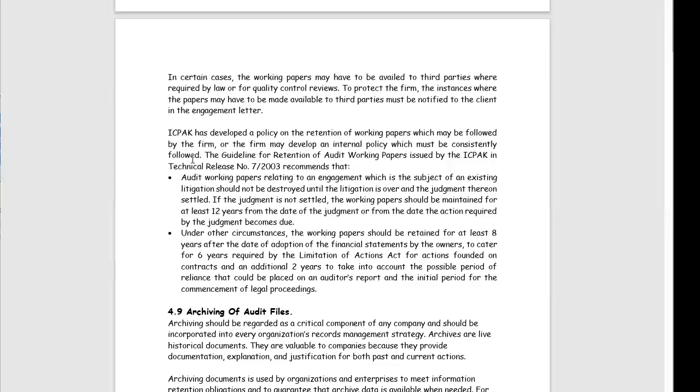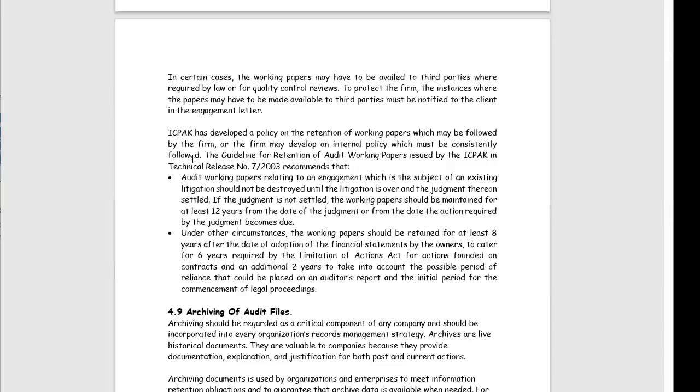Under other circumstances, the working paper should be retained for at least 8 years after the date of the adoption of the financial statements by the owners, to cater for 6 years required by the Limitation of Action Act for actions founded in contracts, and an additional 2 years to take into account the possible period of reliance that could be placed on the auditor's report and the initial period for the commencement of legal proceedings.